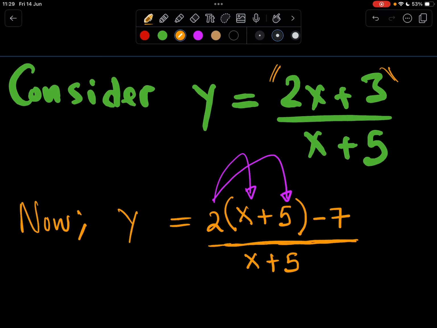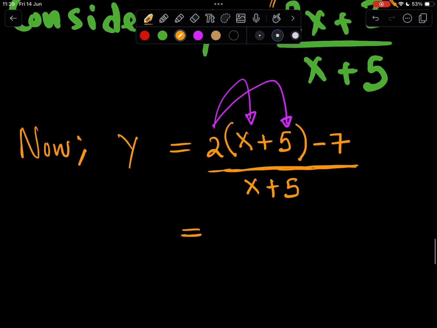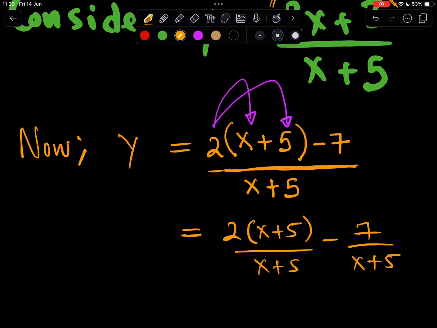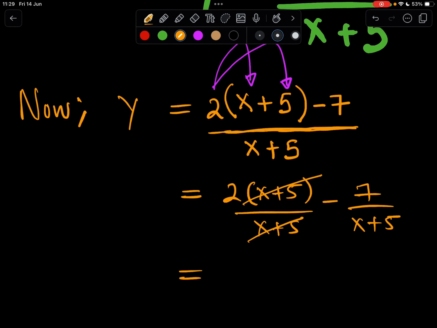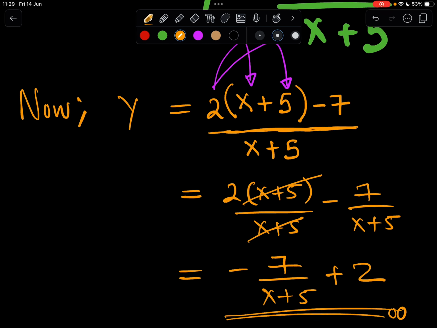So we can see now that the top expression can simplify and go back to the previous expression that we had. Since this is the case, now we can start splitting. If this is a fraction, we can split it as 2(x + 5) over (x + 5), then minus 7 over (x + 5). Here things cancel and we get minus 7 over (x + 5), then plus 2. Once you've fixed the general form, now you can answer anything that you need.